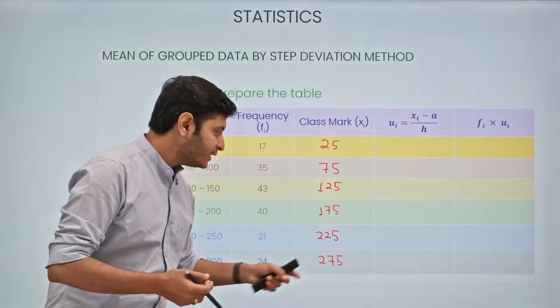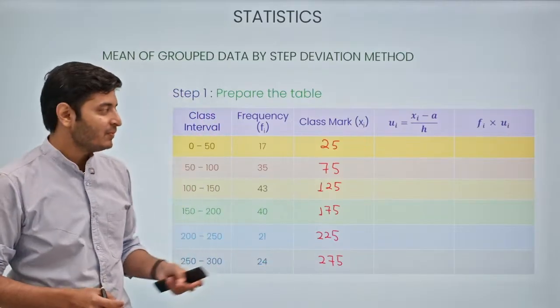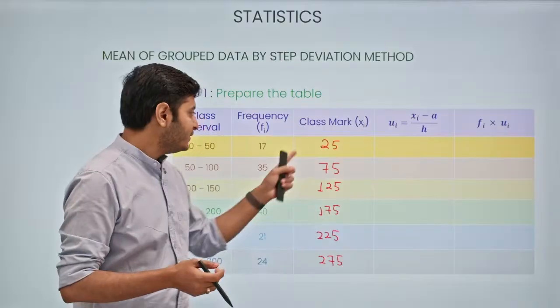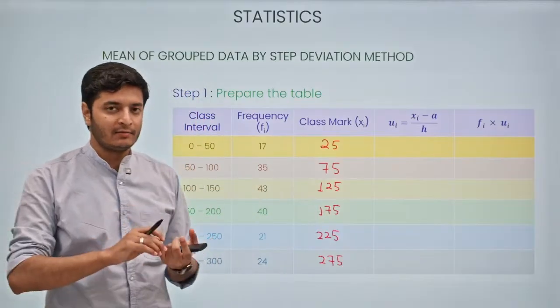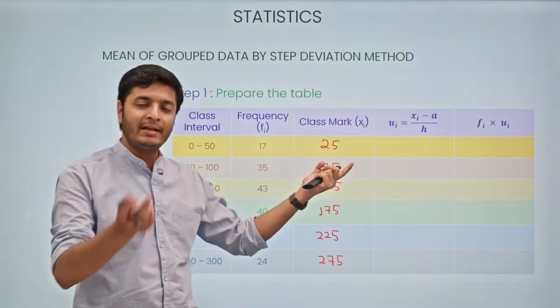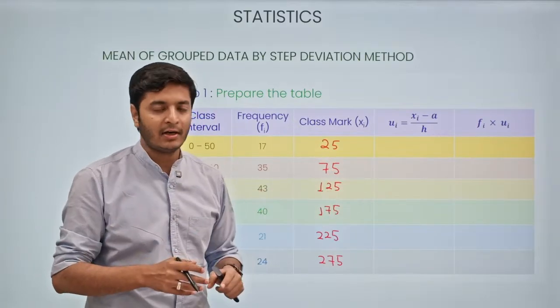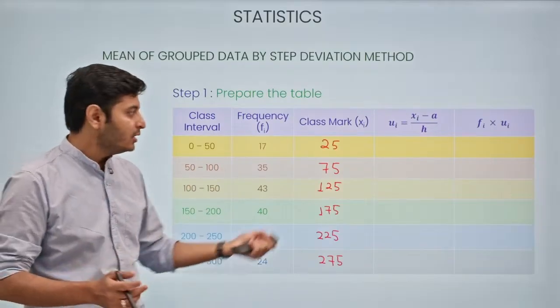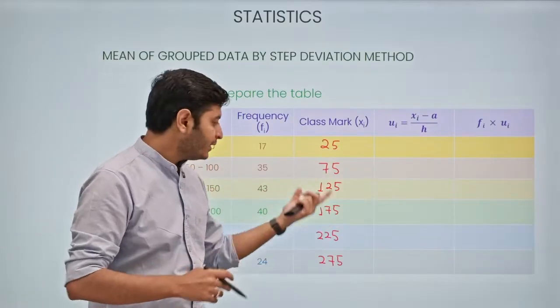How am I calculating this? Very easily, because last time I told you a trick. If the class width is same, if the class intervals have the same width, then you can directly add that much value to the previous class mark to find the next class mark, right? So here class width is same, 50. So I'm gonna add 50 to the previous value to find the next one.